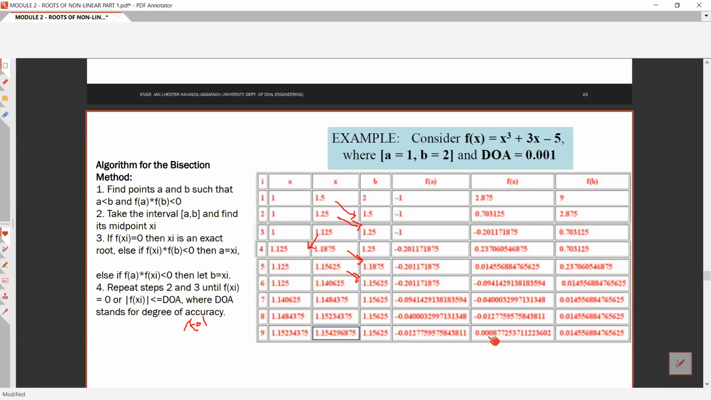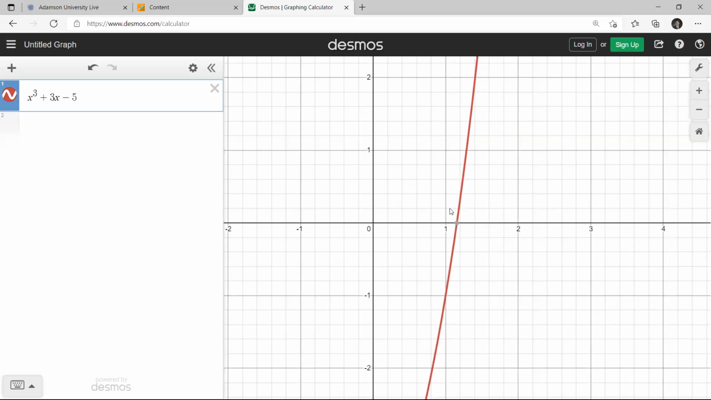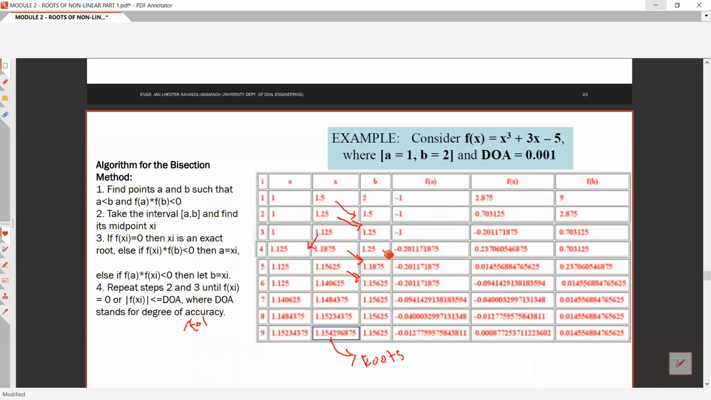Therefore, hanggang 9th iteration, yung root natin is yung xi. So, 1.154. Therefore, ito na yung root natin. Tama ba na 1.154? So, check natin yung graph natin kanina. Yes, 1.154. Okay. Any questions for this one?